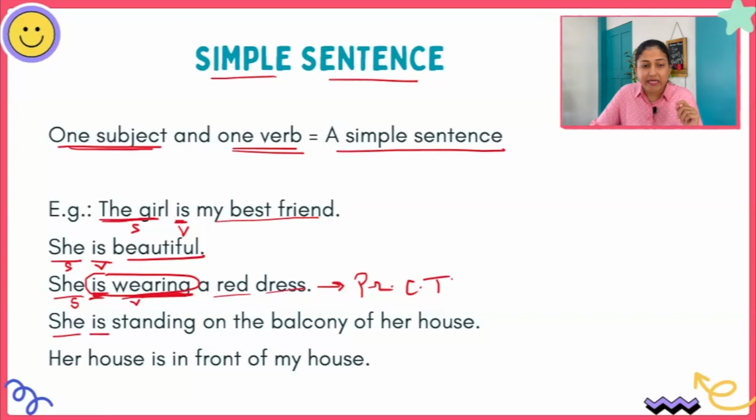Once again, she is standing on the balcony of her house. Again, a present continuous tense. Still, we have only one subject and one main verb, right? So this also is a simple sentence. Her house is in front of my house. Again, there is one subject and one verb. So this sentence is also a simple sentence, right? Now, we can say that a simple sentence is very simple to understand, right? Let's move on to a compound sentence.